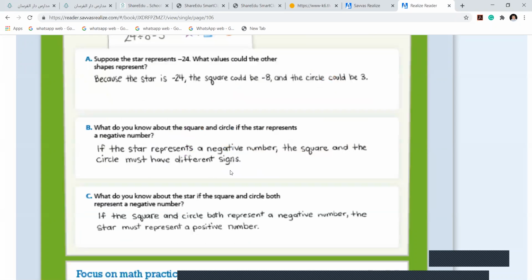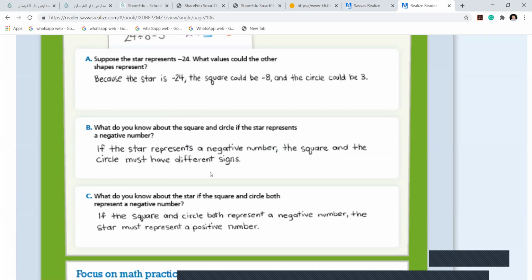Girls, why do you think they have to have different sign? Why not same sign? Because then it will be plus. Yes. In B, you write: the square and the circle must have different sign.